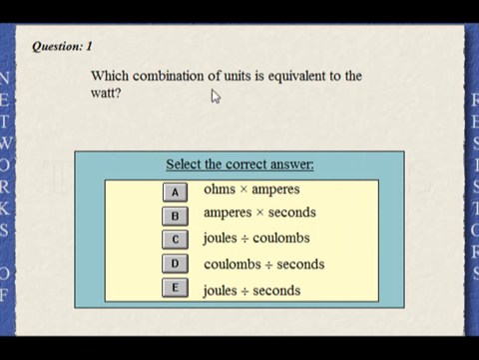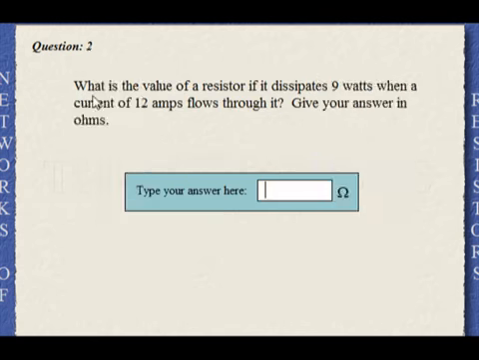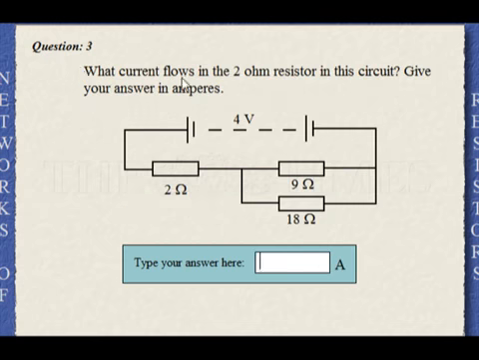Which combination of units is equivalent to the what? What is the value of resistor if it is fed 9 watts when a current of 12 amperes flows through it? Give your answer in ohms. What current flows in the 2 ohm resistor in the circuit? Give your answer in amperes.